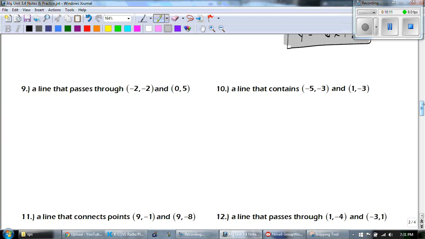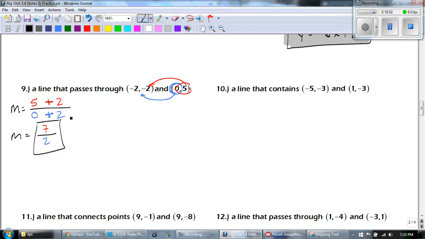All right, number 9. A line that passes through (-2, 2) and (0, 5). Okay, so I don't have slope, so the first thing I need to do is find my slope. 5 minus 2 on the top, and on the bottom we have 0 minus negative 2. So 5 plus 2 we get 7, 0 plus 2 we get 2, so we found out that our slope is 7 over 2.